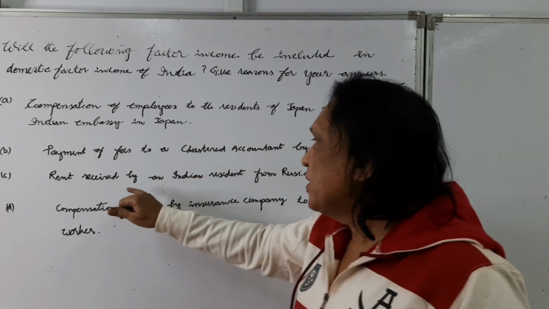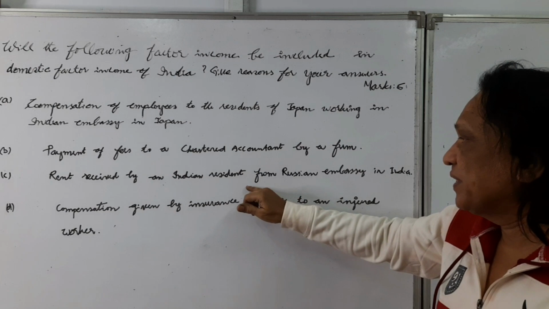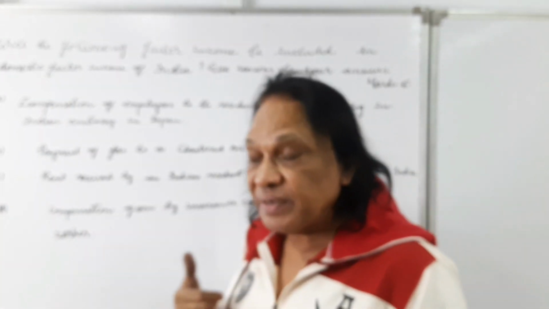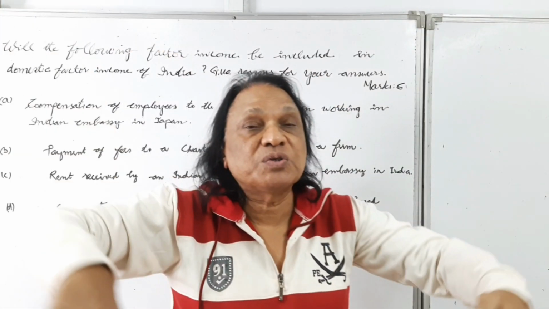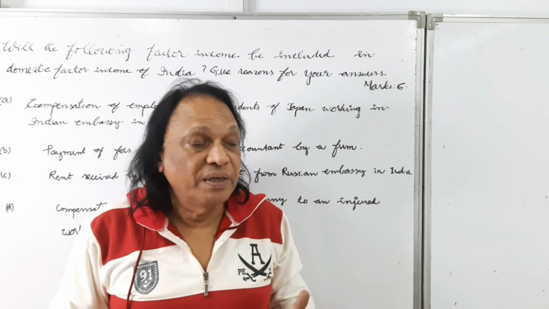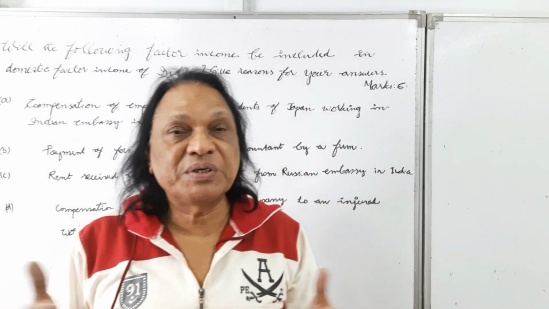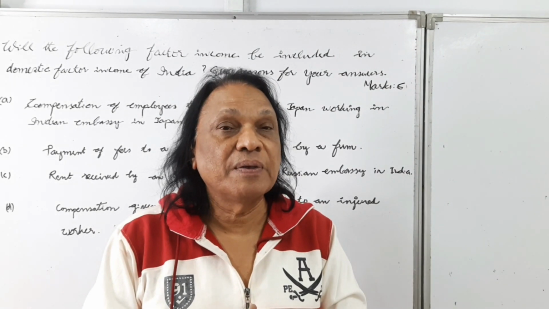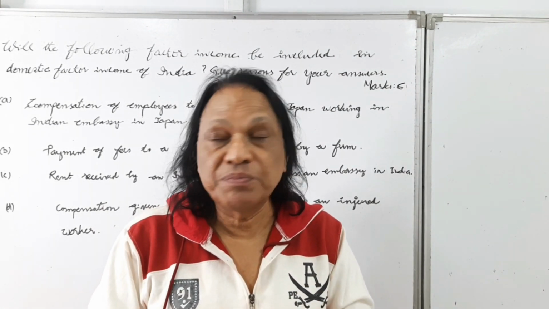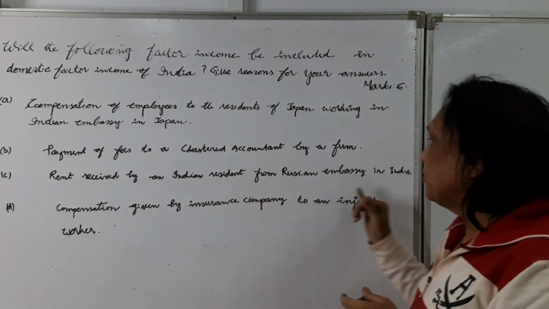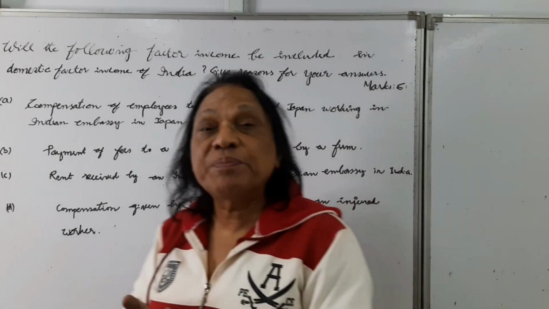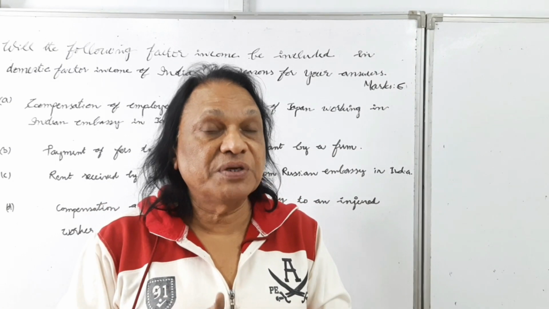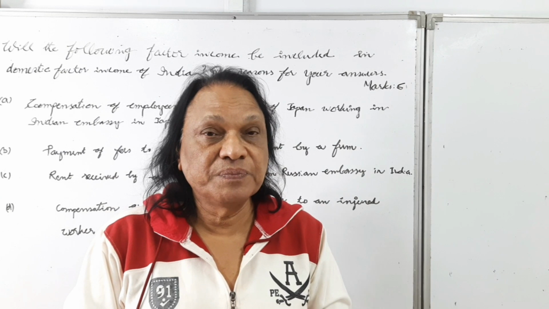The next one, you have a rent received by an Indian resident from Russian embassy in India. Russian embassy in India is there, and someone has given his house to the Russian embassy for rent, maybe. So Russian embassy staff members are staying in that house, they are paying him rent. Should we take it in domestic income of the country? The rent received by an Indian resident from Russian embassy in India? No, it should not be included, because Russian embassy is not a domestic territory of India.